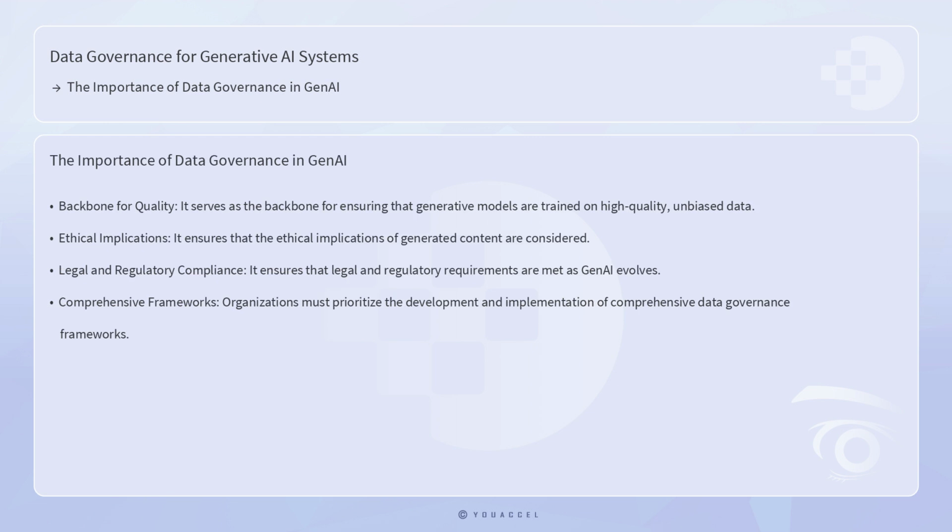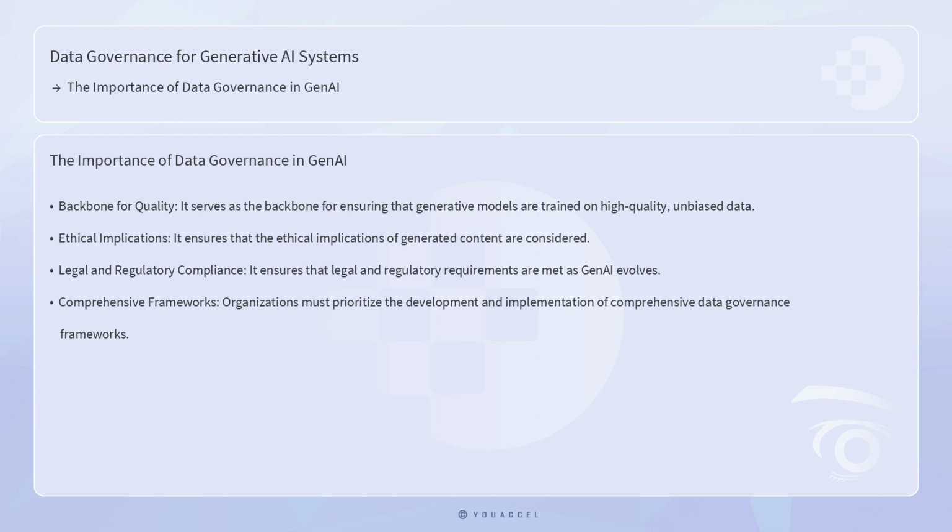In conclusion, the importance of data governance in GenAI cannot be overstated. It serves as the backbone for ensuring that generative models are trained on high-quality, unbiased data, that the ethical implications of generated content are considered, that sensitive information is protected, and that legal and regulatory requirements are met.